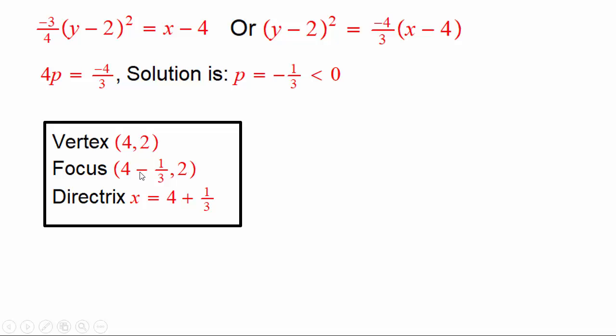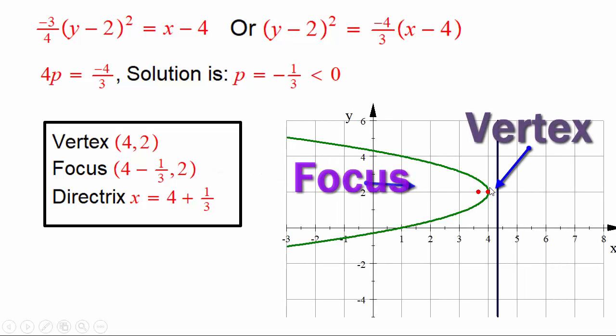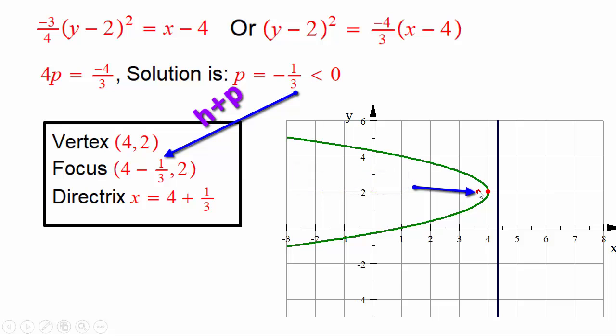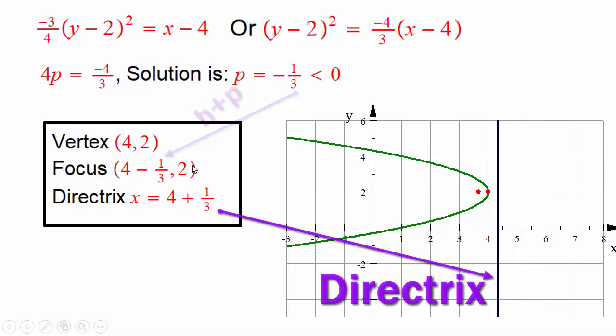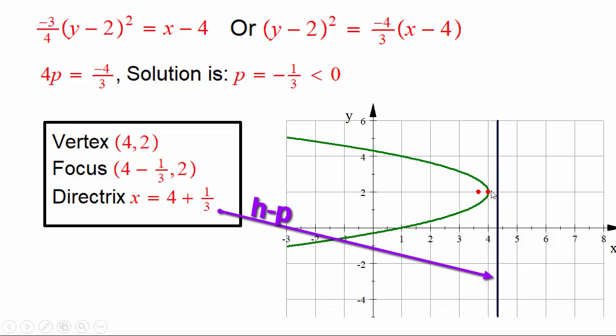So we have our vertex at (4, 2) opening to the left, so our focus needs to be inside the parabola. So the focus is going to be to the left, which means you want to subtract the 1/3. So 4 minus 1/3, and 2 will be your focus. The directrix is in the opposite direction, so you have 4 plus 1/3. And because it's a vertical line, you have to write the equation as x equals 4 plus 1/3.